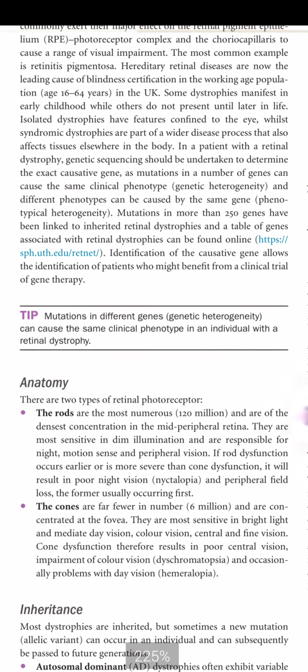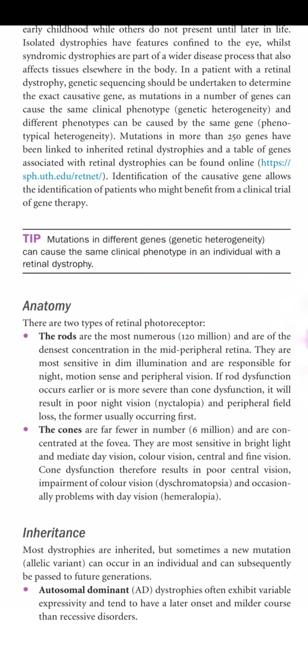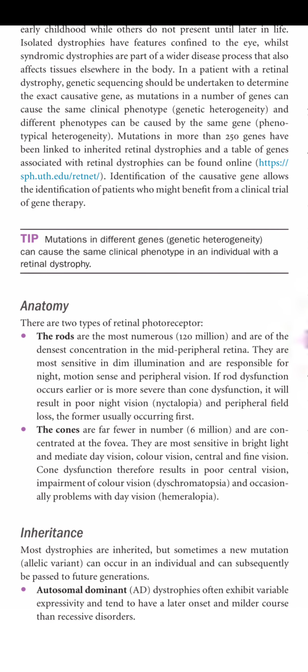Mutations in more than 250 genes have been linked to inherited retinal dystrophies, and a table of genes associated with retinal dystrophies can be found online. Identification of the causative gene allows the identification of patients who might benefit from clinical trials of gene therapy. Sometimes gene therapy also targets specific gene mutations, so it is helpful to identify the gene which is causing the mutation. Mutations in different genes, genetic heterogeneity, can cause the same clinical phenotype in an individual with a retinal dystrophy.